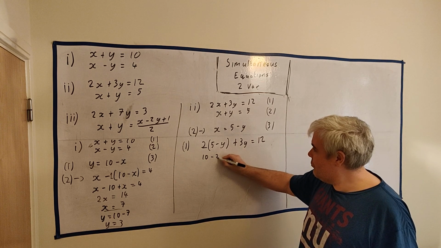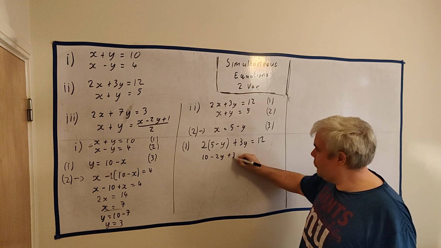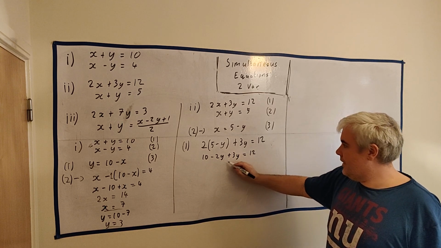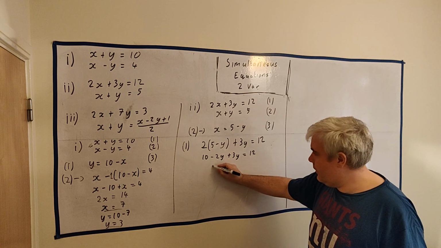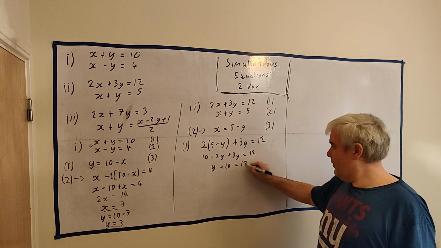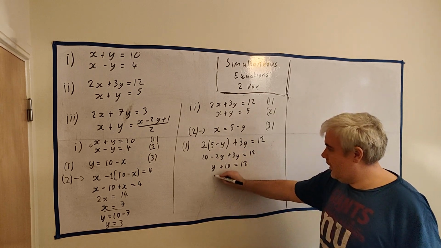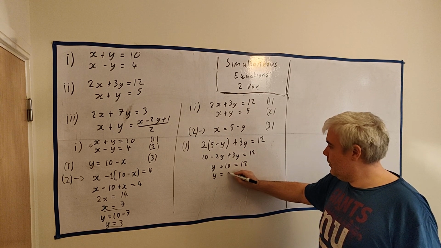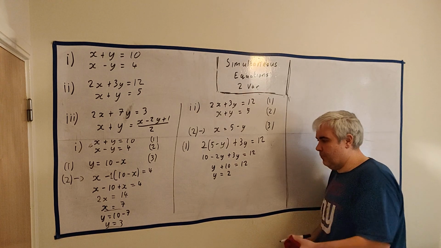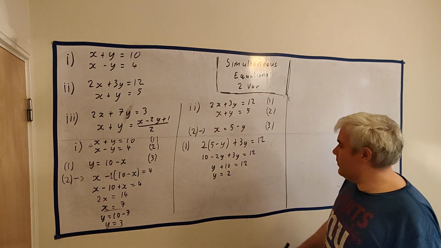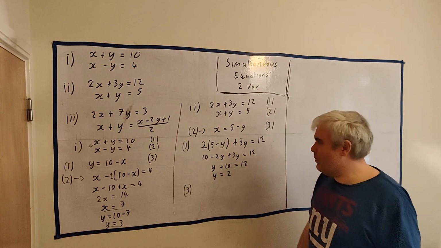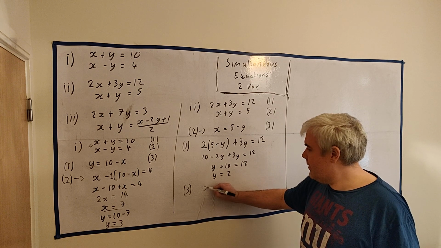10 minus 2y plus 3y is equal to 12. That's just y left there, plus 10, I guess I could write. I have lots of room, so I thought I'd add that in. Y is equal to 2. I took 10 from both sides. Please do not forget, I do not want y on its own. I want x as well.